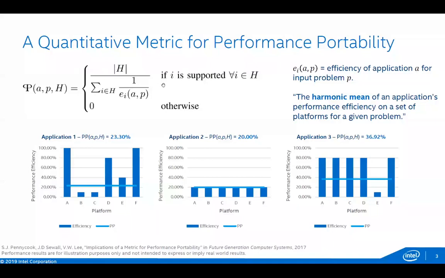But as a developer, looking at all of these platforms and the resulting performance portability score might encourage you to either report that you are performance portable only across the platforms that you truly support, so you don't make misleading claims, or you decide that you want to include E in your platform set and focus your development effort there.